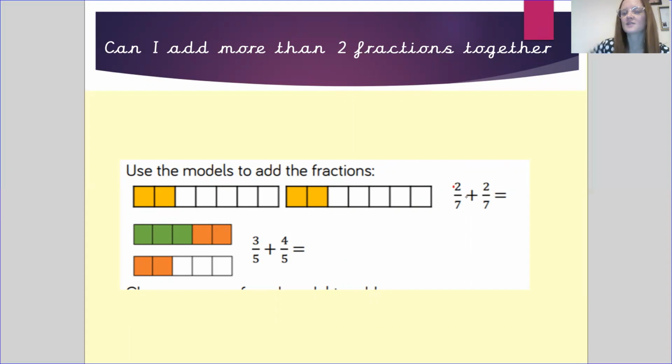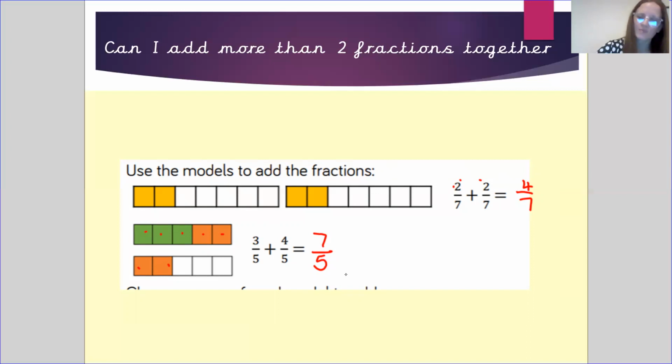So 2 sevenths plus 2 sevenths, it is still going to be sevenths. What we can do, though, is we add the numerators, and our answer is 4. So 4 sevenths. With this question, it's a bit difficult because I know that my denominator is 5. But what we start seeing is we have 3/5 plus 4/5 is going to give me more than 5 parts. And you can see it here. We've got 1, 2, 3, 4, 5, 6, 7. So it's actually given me 7 fifths.